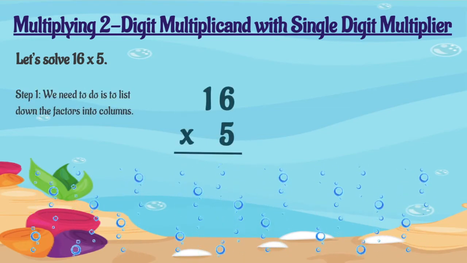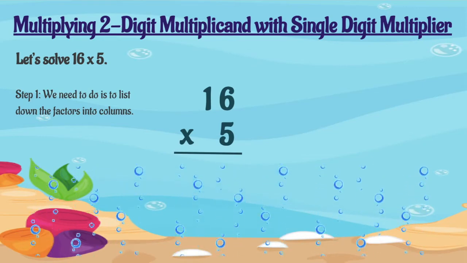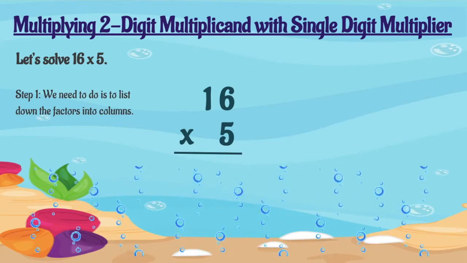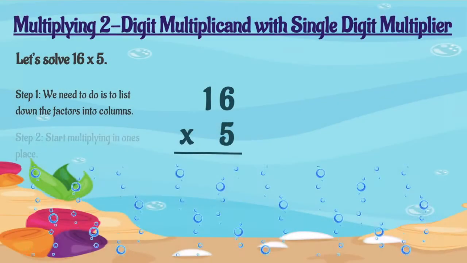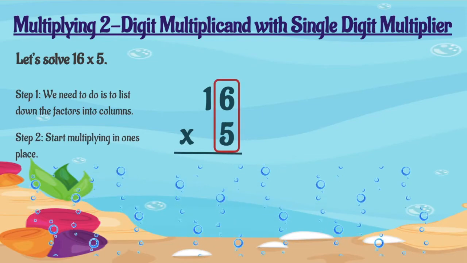It's not required for you to list it down in columns, but I suggest that you do because it will help you to easily identify the place values of each digit. We need to start multiplying in the ones place. For this example, it's 6 and 5.